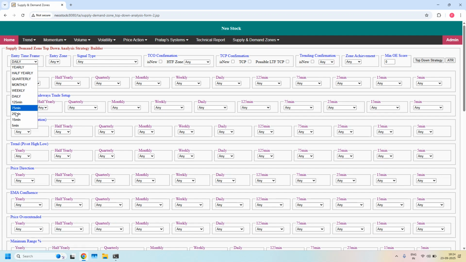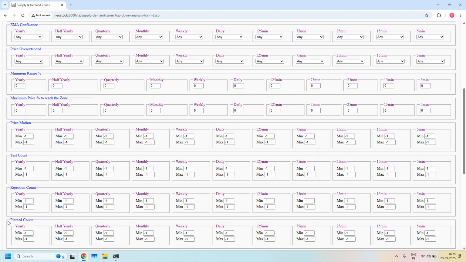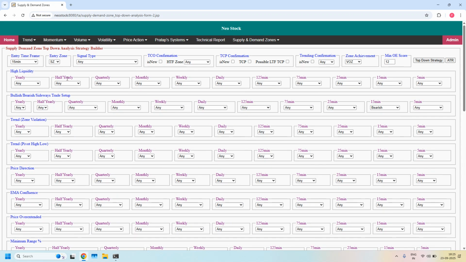Entry time frame 15 minutes, entry zone supply zone for bearish trade setup, and bullish or bearish at 15 minutes, I am selecting bearish. Zone achievement violated opposing zone. Minimum odd enhancer score should be 12 for bullish or bearish, and also the 15 minute supply zone should not be pierced. So in the pierced count parameter at 15 minutes time frame, I am selecting minimum value 0, maximum value 0. That means the 15 minutes supply zone is not pierced.